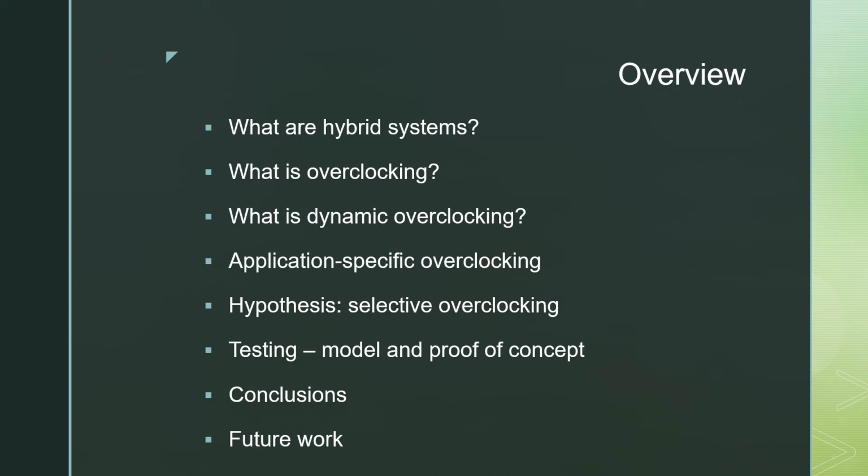So to break down what I mean by selective overclocking, we will cover a few terms first. We'll discuss hybrid systems, overclocking, and dynamic overclocking, all of which are already well established in the computer industry. We'll go over something fairly new that I call application-specific overclocking, and then my own hypothesis of adding in selective overclocking. We will show you the test, the model that I've developed, and the conclusions that I gained from it, and then talk a little bit about future work.